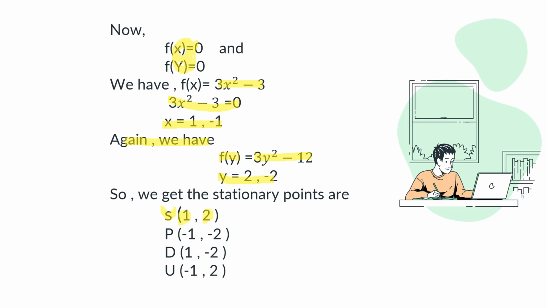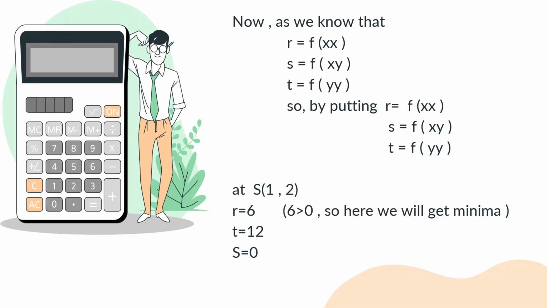So because the value of y is 2, I have just put in the value of y here, 2, and the value of x we get here is 1, so I put 1 here. So S becomes the stationary point whose value of x is 1 and value of y is 2. Similarly, we get stationary point P, stationary point D and stationary point U. So here I am using stationary points S and P to find the maxima and minima.